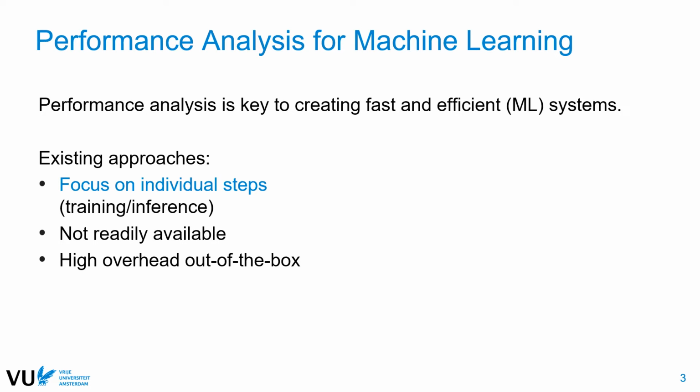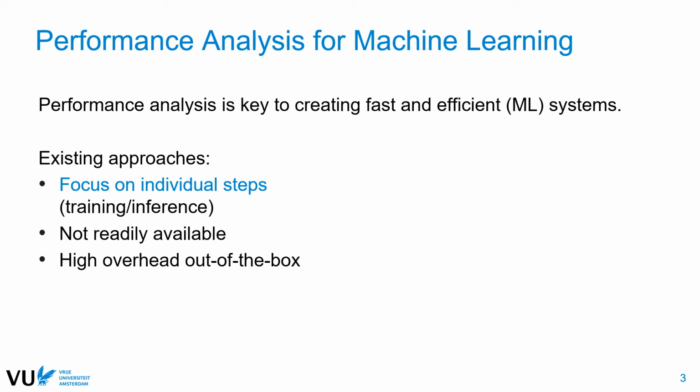Key to creating such fast and efficient systems is understanding how existing systems perform. Of course, our interest in machine learning performance is not new. A number of approaches already exist to analyze the performance of machine learning tasks. However, these existing approaches have several key limitations for understanding the performance of machine learning workflows in particular. Most critically, existing approaches target individual steps, in particular training and inference.